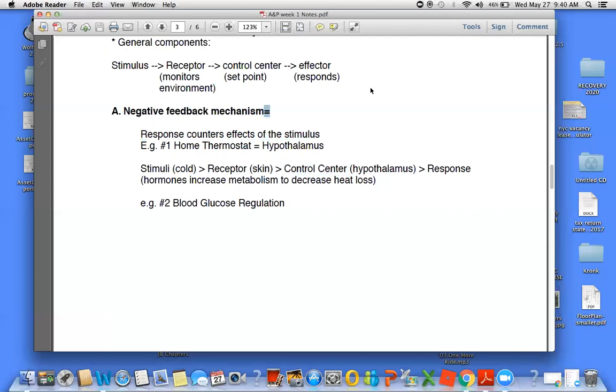Blood glucose regulation is the same thing, negative feedback. You eat a ho-ho, right? That's a little donut. They're tasty little treats. Your sugar level goes up. Insulin is produced by the pancreas, making your cells suck up sugar and get it out of the bloodstream, and make your blood sugar level go down.